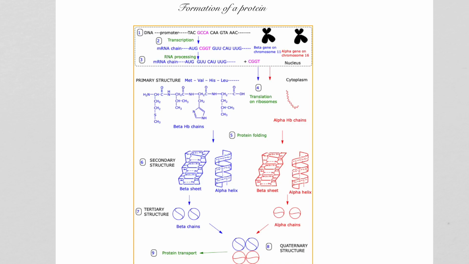So let's follow the beta chain of hemoglobin. So here in your DNA, you have the template strand, one of the strands that is copied.